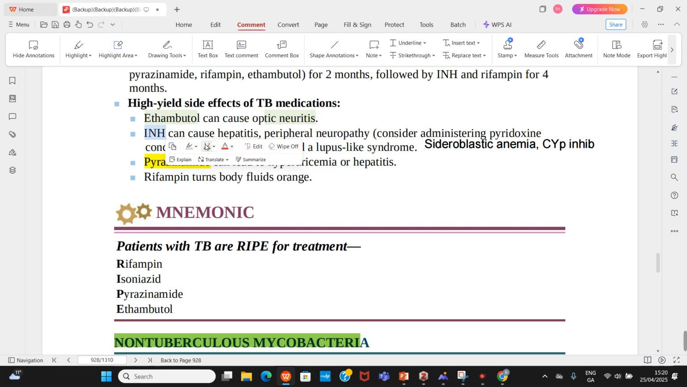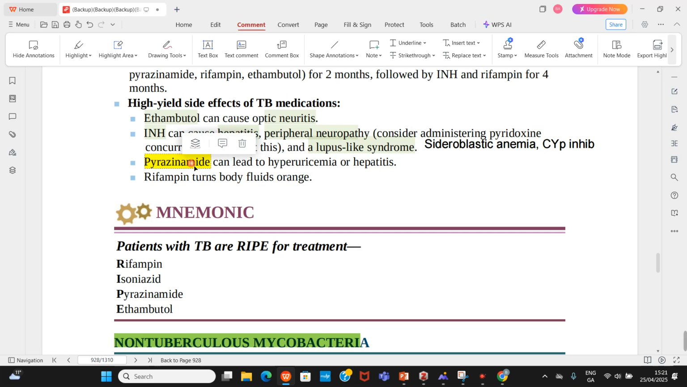Isoniazid can cause hepatitis, it can cause peripheral neuropathy, and to avoid this peripheral neuropathy, you have to administer vitamin B6. Isoniazid can cause lupus, peripheral neuropathy, and hepatitis, inflammation of the liver. It can also be a cause of sideroblastic anemia. And don't forget, isoniazid is a CYP enzyme inhibitor.